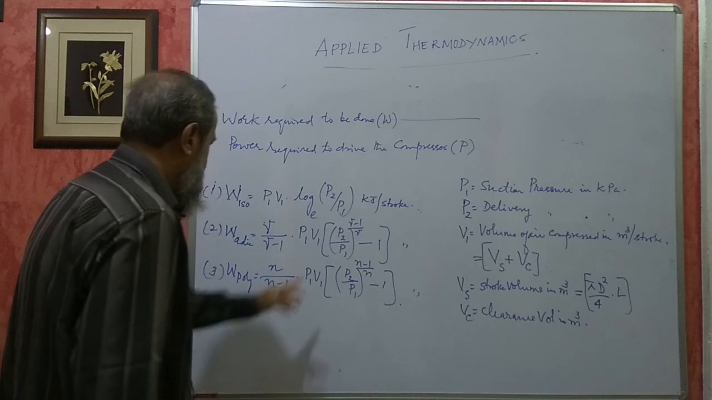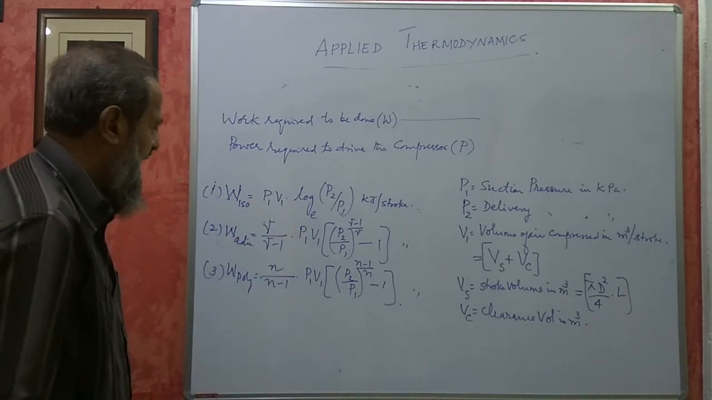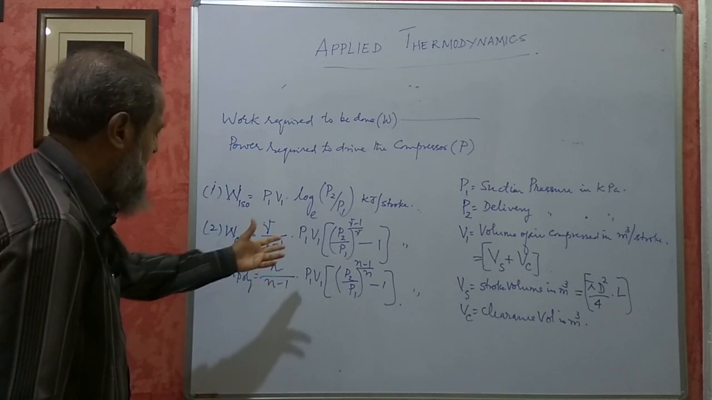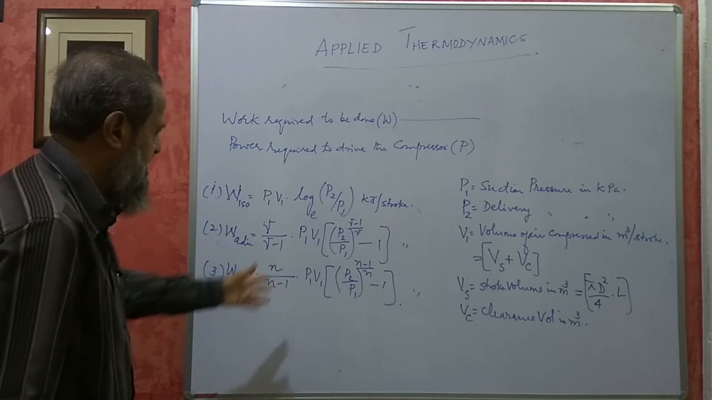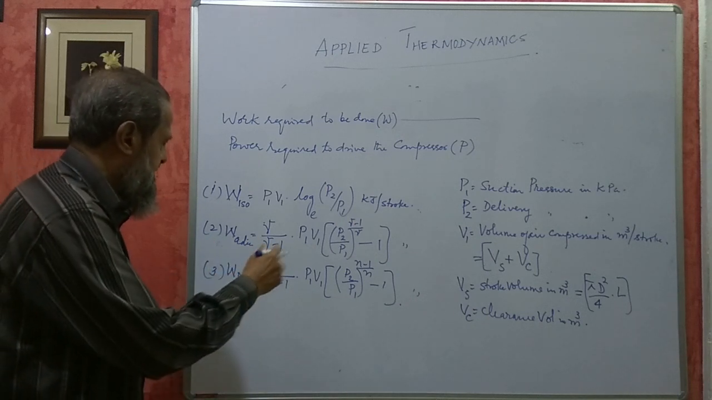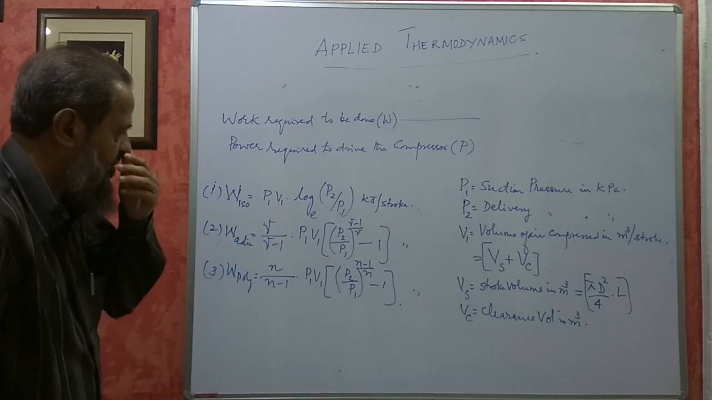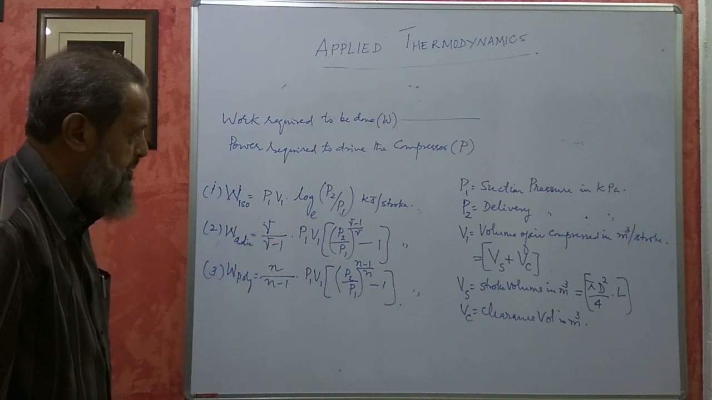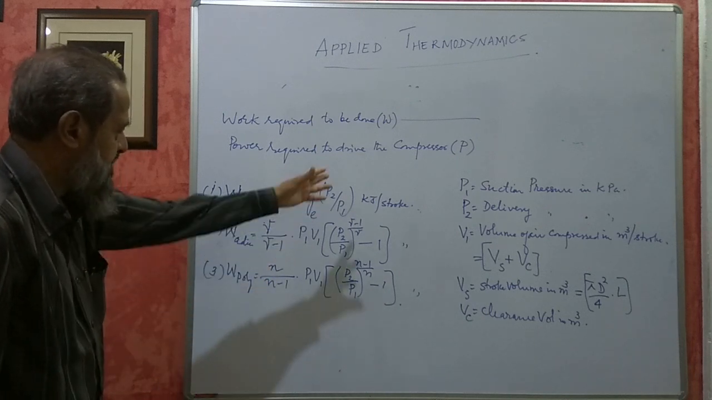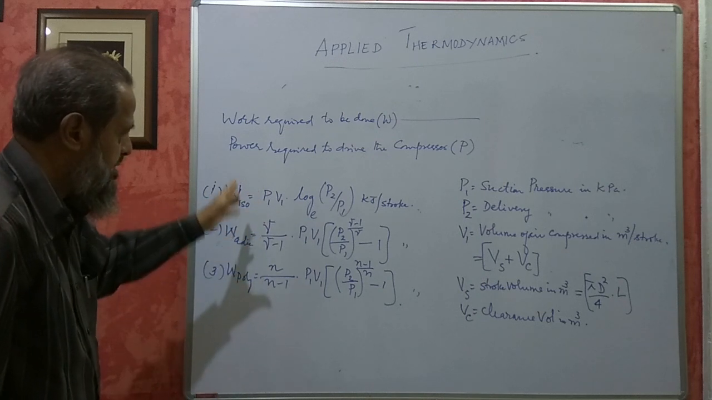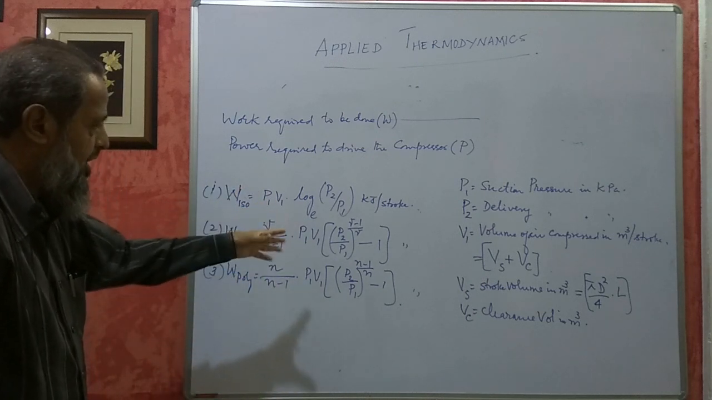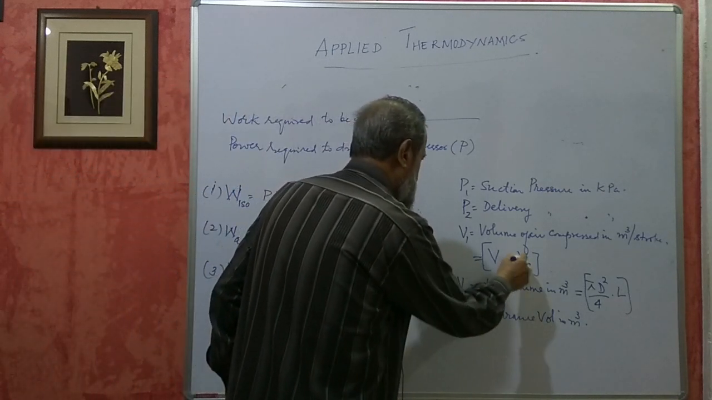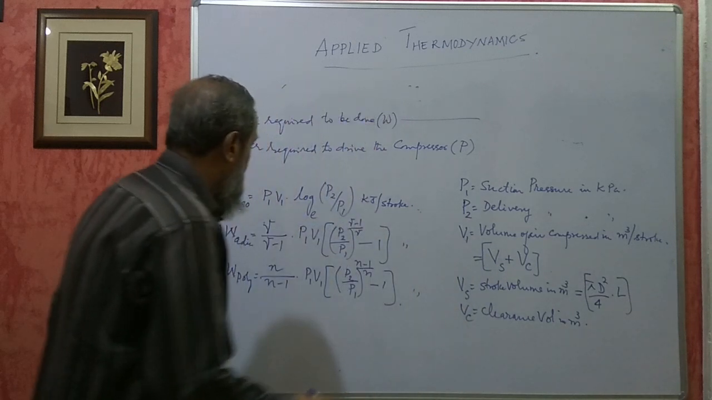Gamma is the ratio of specific heats, that is Cp by Cv. For air, its value is 1.4. n is the polytropic index, that will be given. When they give the law of compression, when a polytropic process is there, they will say according to the law PV to the power of 1.2 equals constant, or PV to the power of 1.3 equals constant, that polytropic index will be there. So you know it. So this formula gives you the work required to be given to a compressor in order to do our work. If clearance volume is not given, we will neglect it. Vc will not be there, then V1 will be same as Vs.